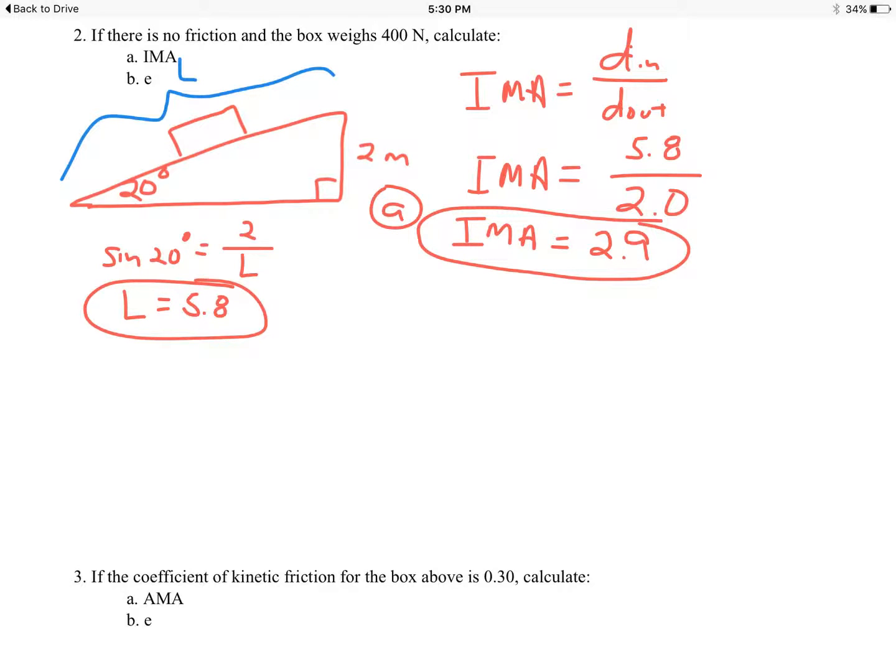So if we rounded that off to 3, that means you'll be pushing 3 times further, but you'll be using 1/3 the force to lift the thing directly. All right, part B here is pretty simple in this case because it says there's no friction. Whenever there's no friction, it's automatic. E is 100%.